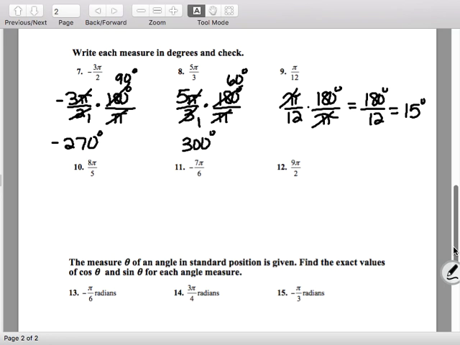Pause the video again and try 10, 11, and 12. When you're done working on your own, and please, please pause the video and try this. If you just copy me, you're not going to know how to do this. When you're done trying, then press play.